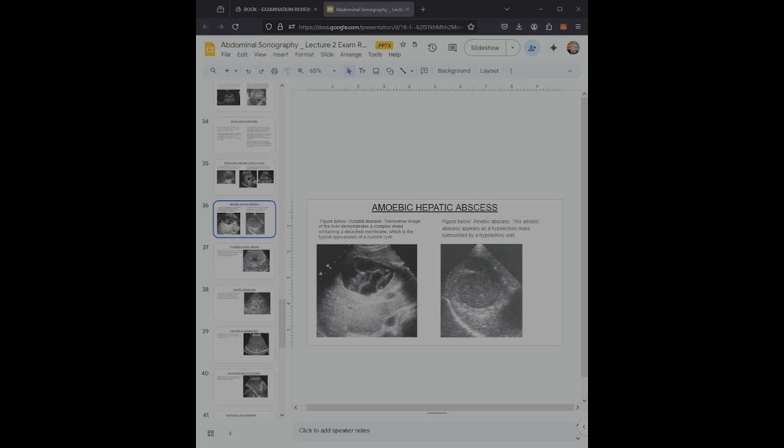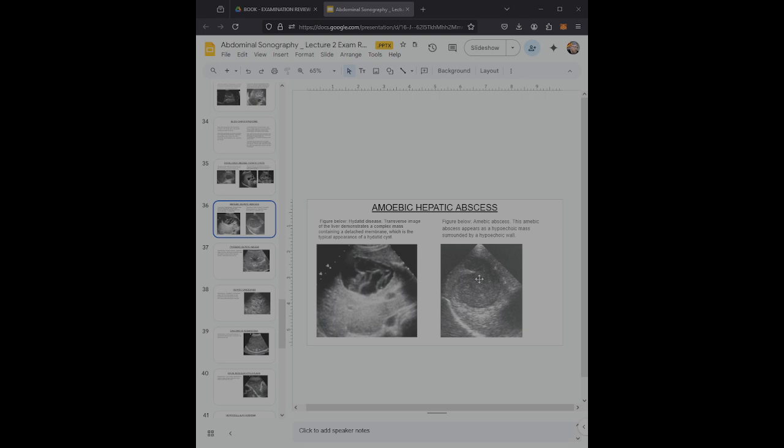Amoebic hepatic abscesses are typically round, hypoechoic or anechoic. Hypoechoic in that case, anechoic in that case. They contain debris, there you are, that one contains debris, and have some acoustic enhancement. Amoebic abscesses are most often noted within the right lobe of the liver, near Glisson's capsule. They may also be multiple, and they may appear hypoechoic or contain a fluid debris level.